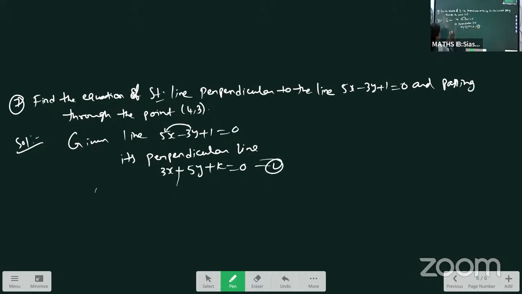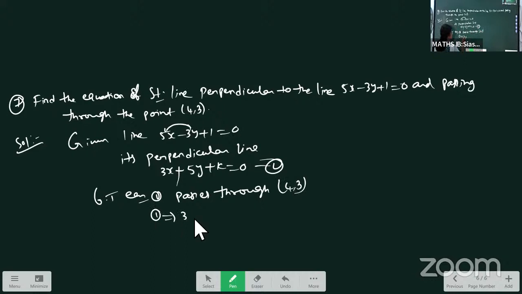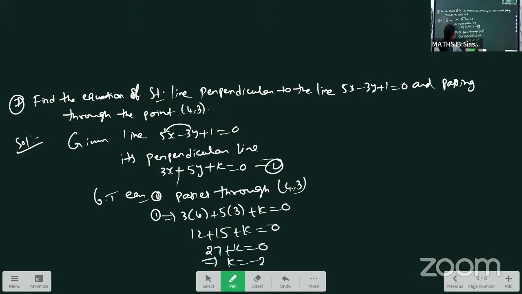But what is given? Given that equation 1 passes through the point (4, 3). So substitute: 3 into 4 plus 5 into 3 plus k is equal to 0. So 12 plus 15 plus k is equal to 0. 12 plus 15 is 27, plus k is equal to 0. Therefore, k is equal to minus 27.